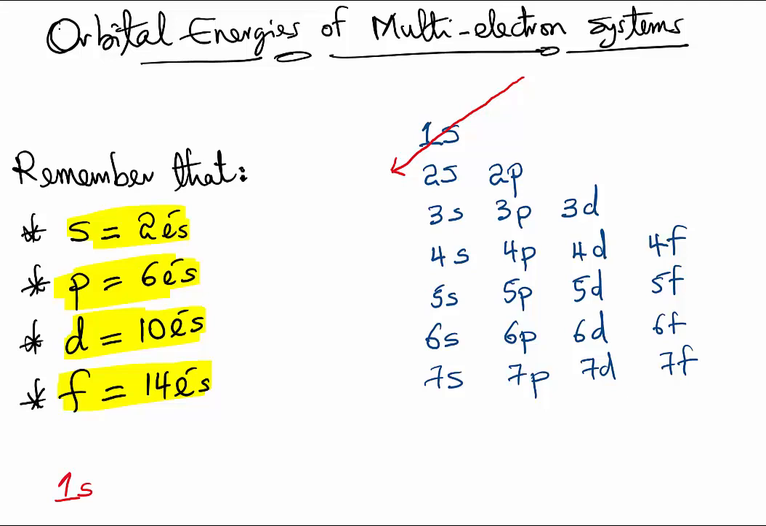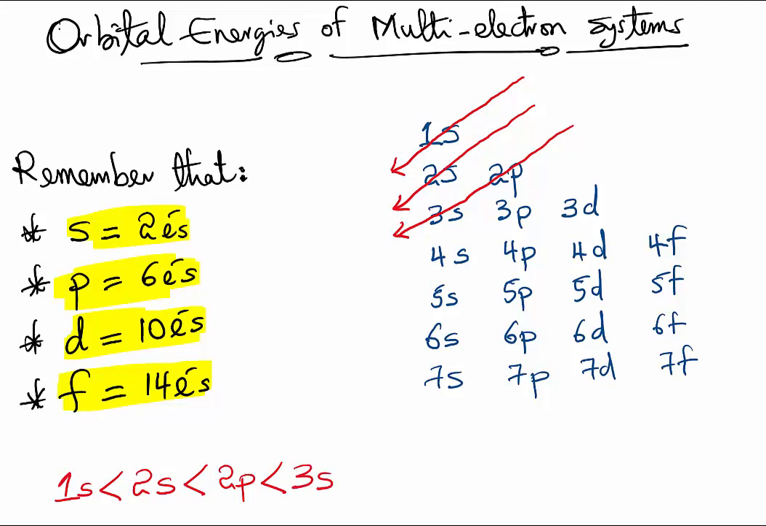If you shoot another arrow, it will strike the 2s orbital. So 1s is lower in energy than 2s orbital. If you shoot another arrow, the arrow will strike 2p and then 3s orbitals, which means 2s is less in energy than 2p, and 2p is lower in energy than 3s.